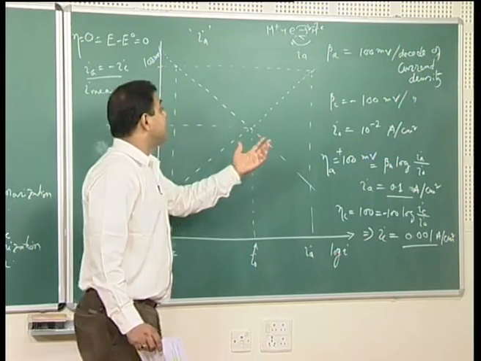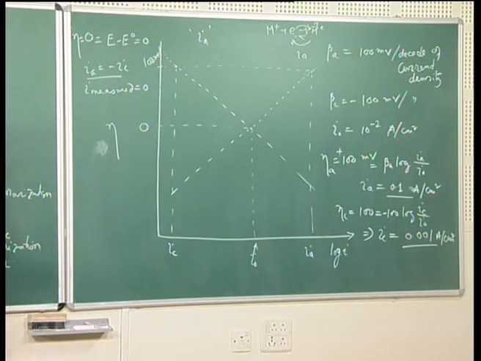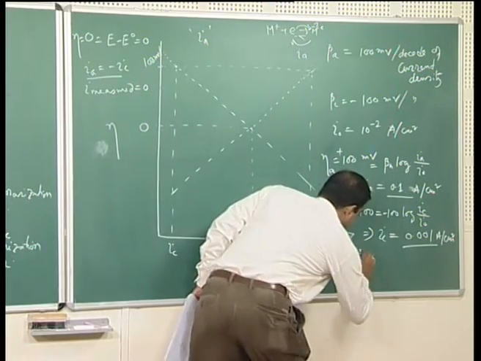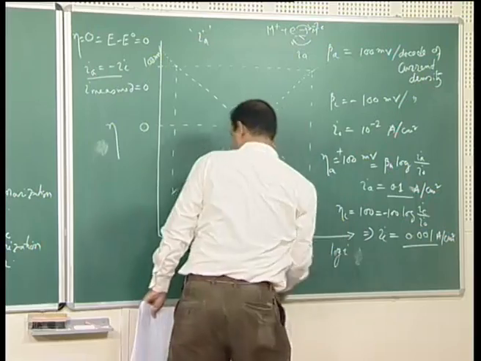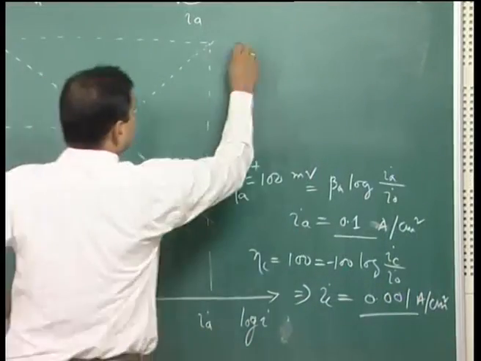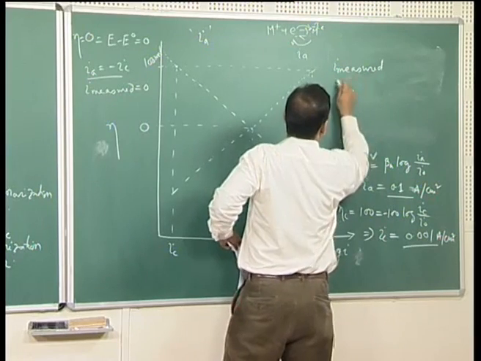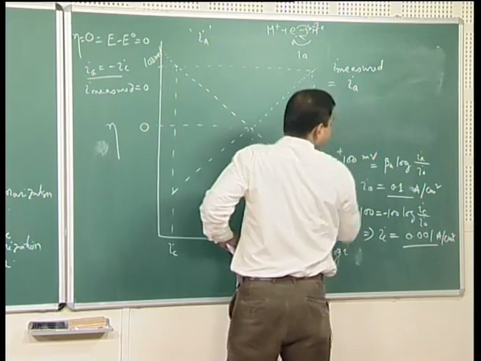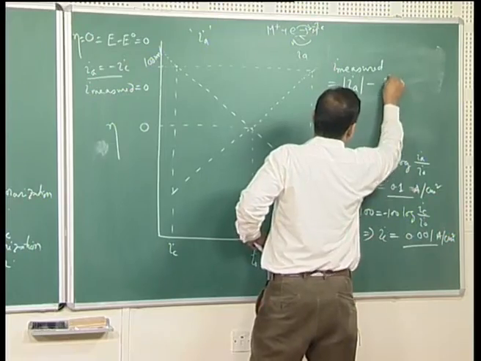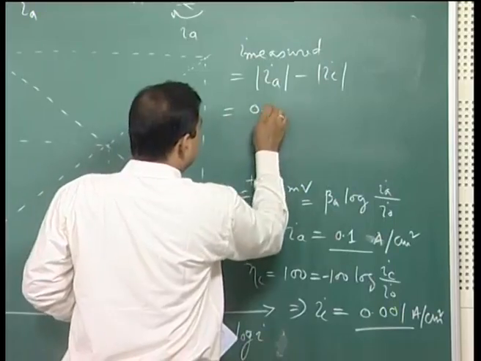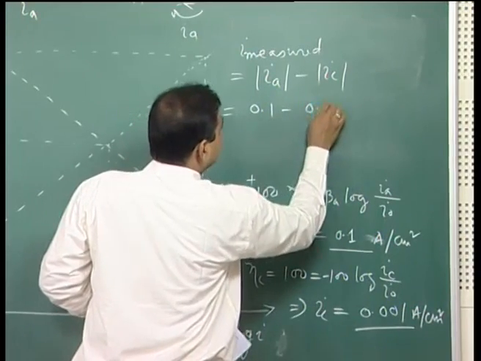And now, if I would like to find out what my measured current would be, I know these two values. So, I measured would be equal to IA minus IC. So, it would be equal to 0.1 minus 0.001.